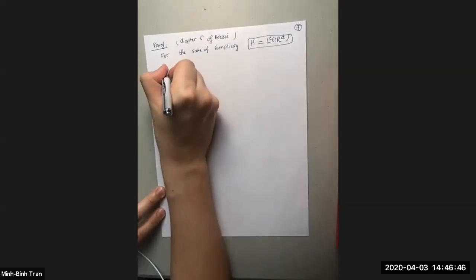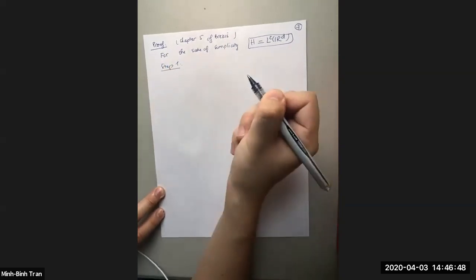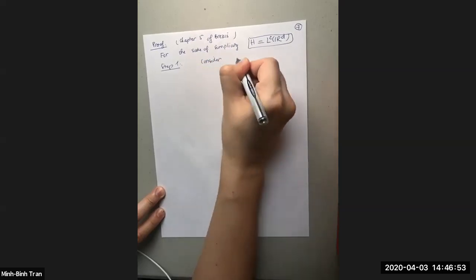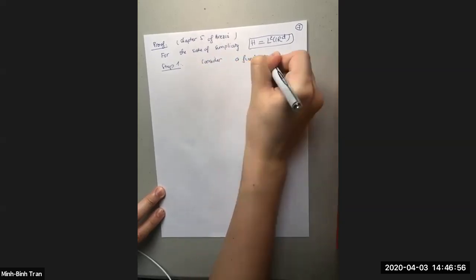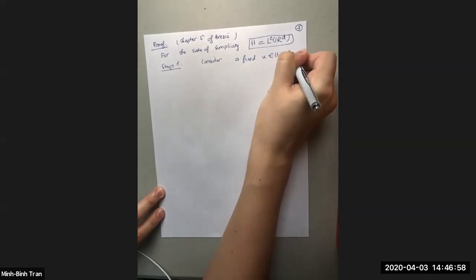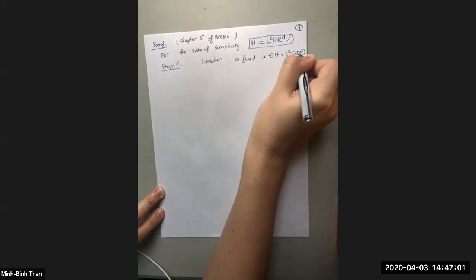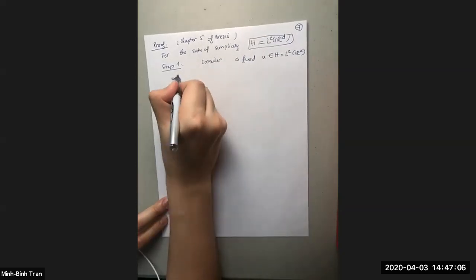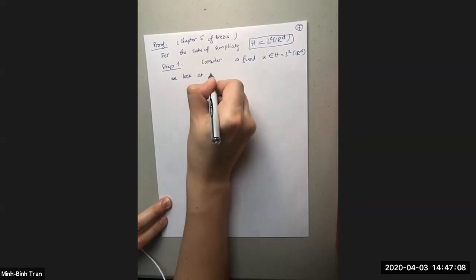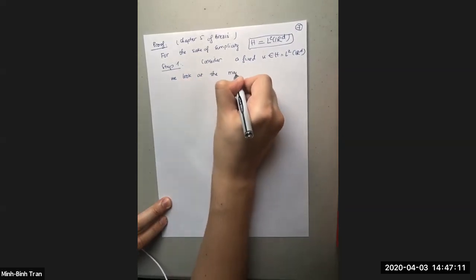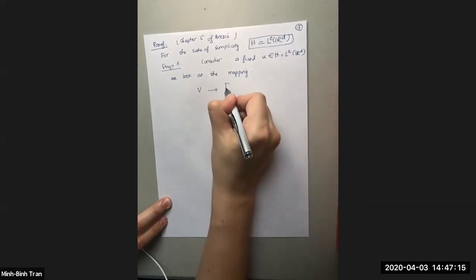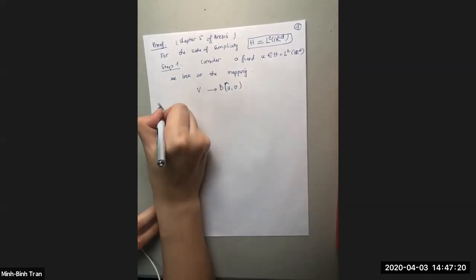All right. Now, step number 1. Consider, fix U in H, which is L2 of R^d, right? And now we look at the mapping V to B(U, V). What can we say?